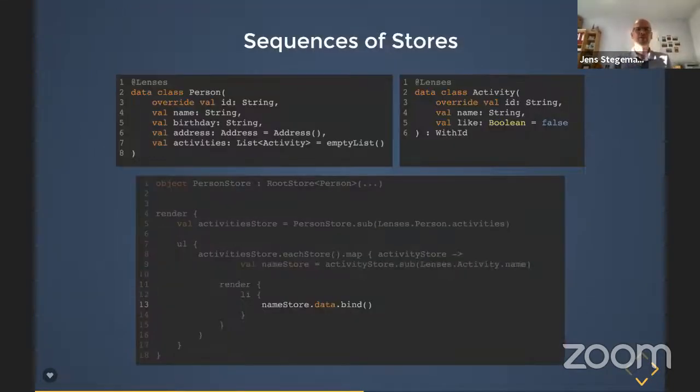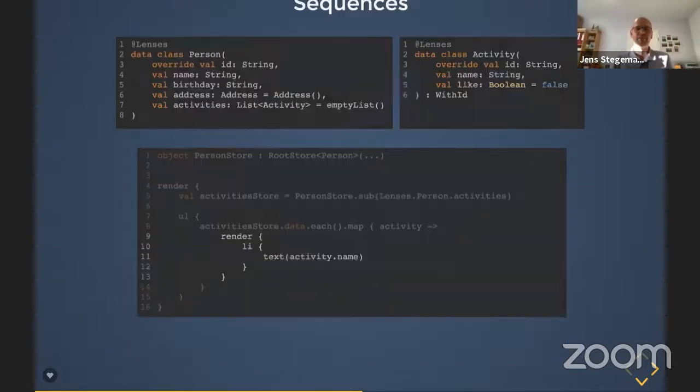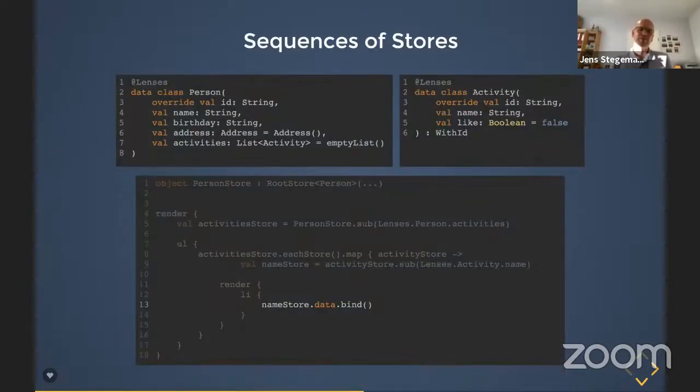Okay, now you can also use the sub method to get a substore of a certain element of your list. In the example before, you've just rendered out the elements, and if you want to do two-way data binding, for example, you need a store again, and you can get this store by just calling the sub method again with this lens and giving it the right parameter.